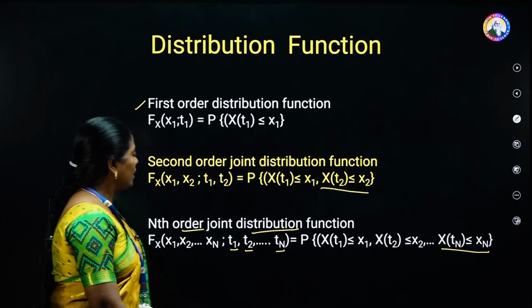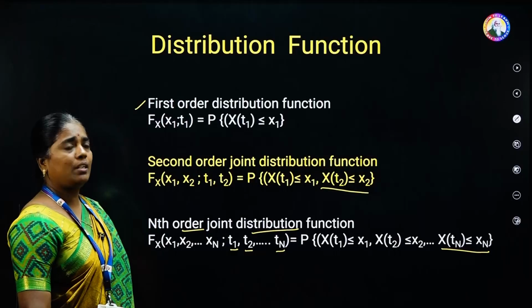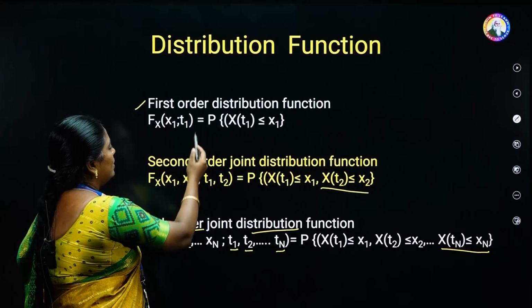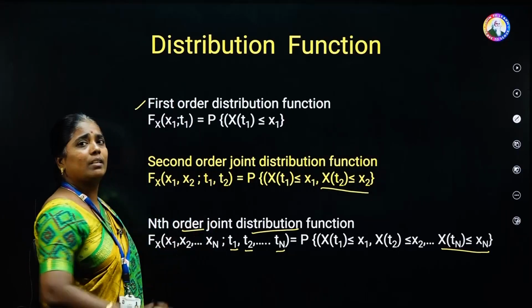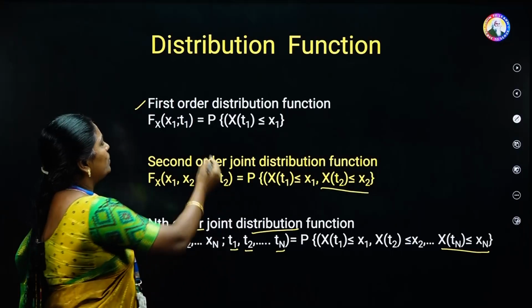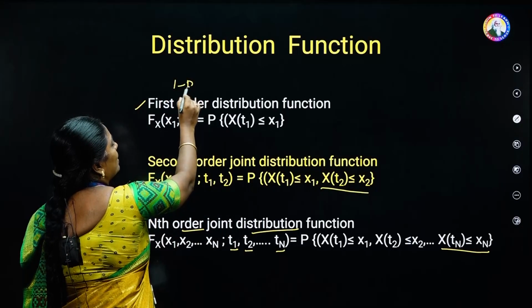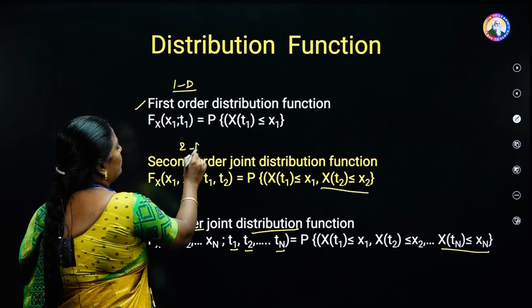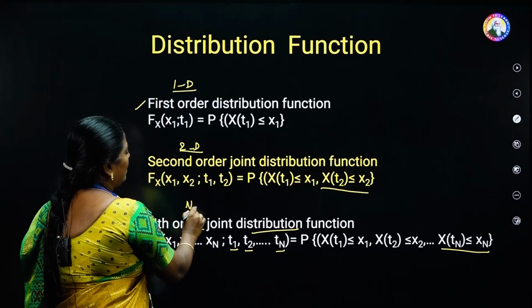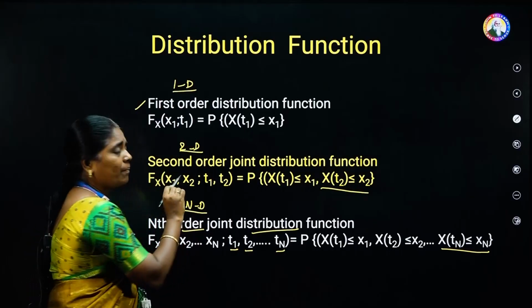So this is about the distribution function of first order, second order as well as the nth order. It is also known as the one dimensional case, this is nothing but the two dimensional case, and this is the n dimensional case.